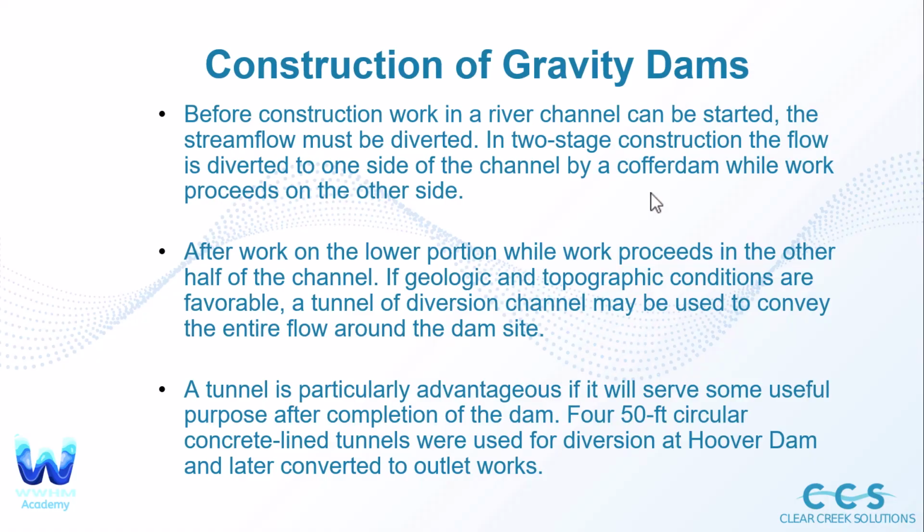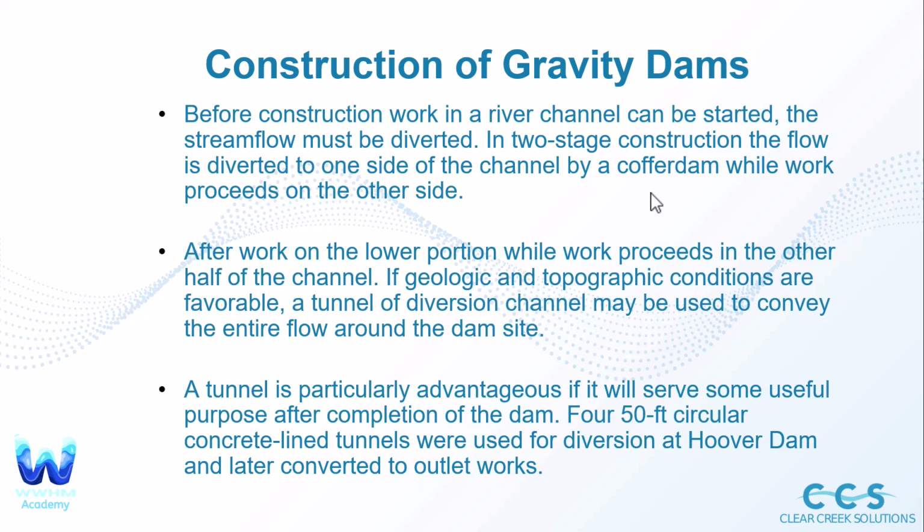Before construction work in a river channel can be started, the stream flow must be diverted. In two-stage construction, the flow is diverted to one side of the channel by a cofferdam while work proceeds on the other side. After work on the lower portion, work proceeds in the other half of the channel. If geologic and topographic conditions are favorable, a tunnel or diversion channel may be used to convey the entire flow around the dam site.